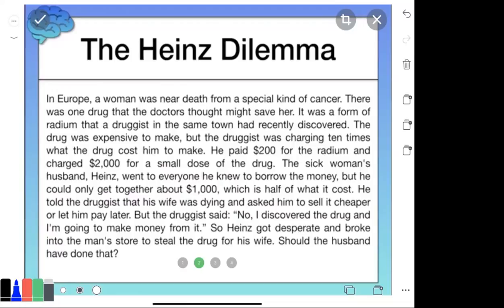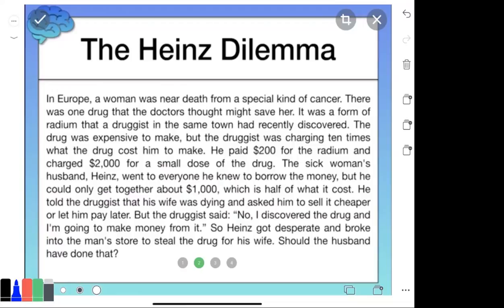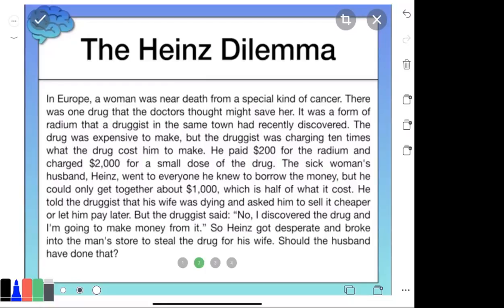I said yes, because it was for the woman to live, and I think that resources to help keep living should be accessible and not withheld from anyone, if that makes sense. Okay. So what I'm hearing from you is that the greater good here is that his wife lives, as opposed to the druggist making his money. Yeah. Okay. Good. Anybody else?